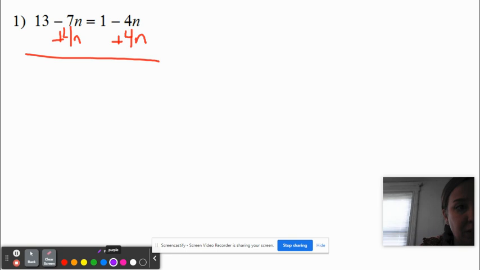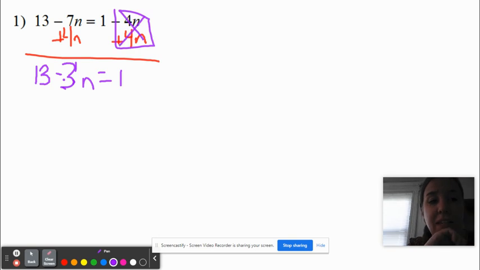I'm going to end up with, well, this 13 can come right down. I never touched it. Negative 7n plus 4n. So negative 7 plus 4. You owe me 7. You have 4 in your pocket. You would be down 3. Oh, wow. 3n equals 1. And then negative 4 plus 4 is nothing. That's why we did that. So that's really sloppy, but whatever.